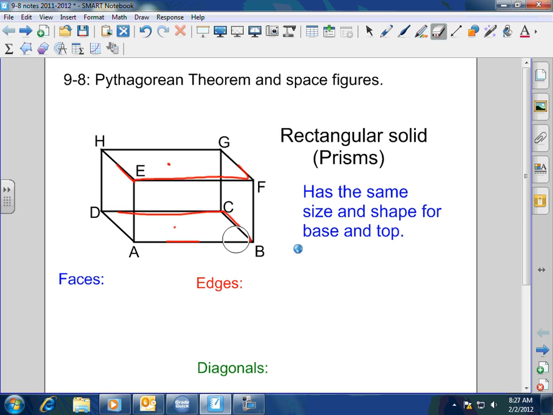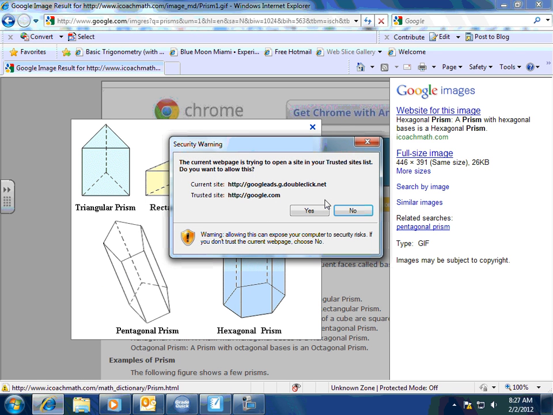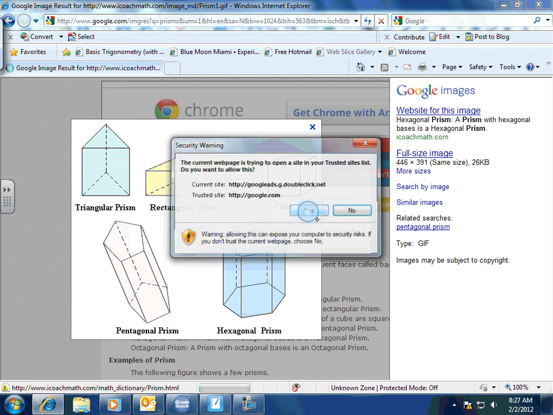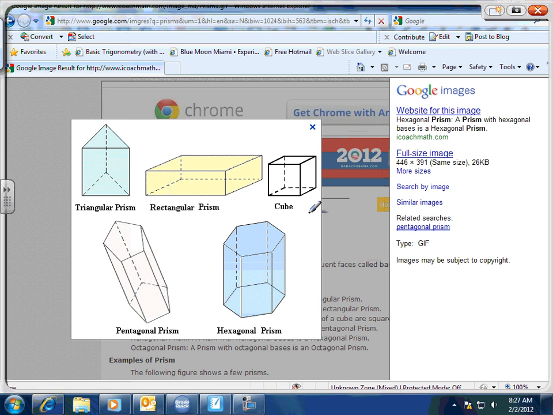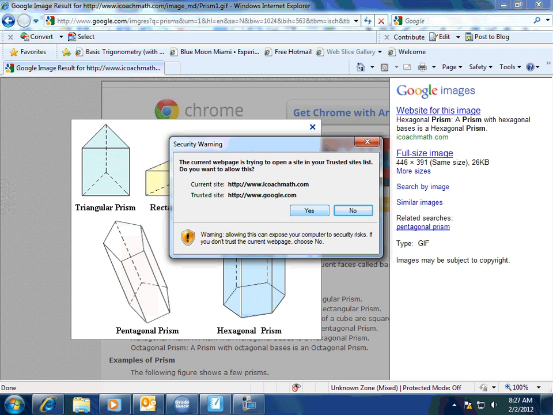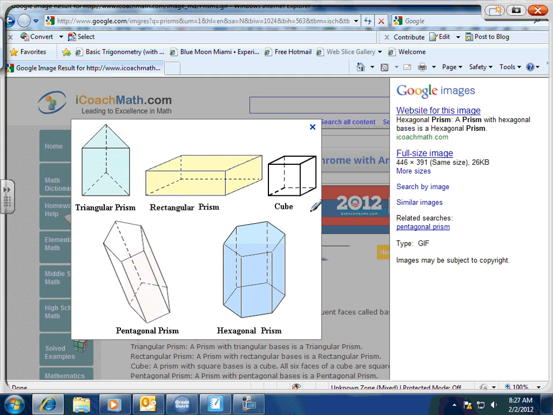Now, let me show you a little bit of what I mean. These are prisms. Why are they prisms? I'm going to explain that right now. For this first one, triangular prism. It's a triangular prism because it has a triangle on the top and on the base. This is a rectangular prism because there's a rectangle on the top and on the base.